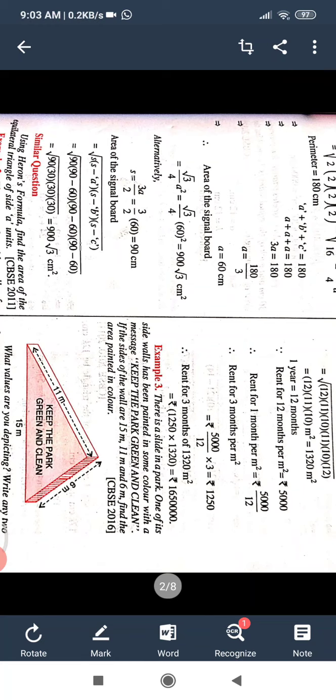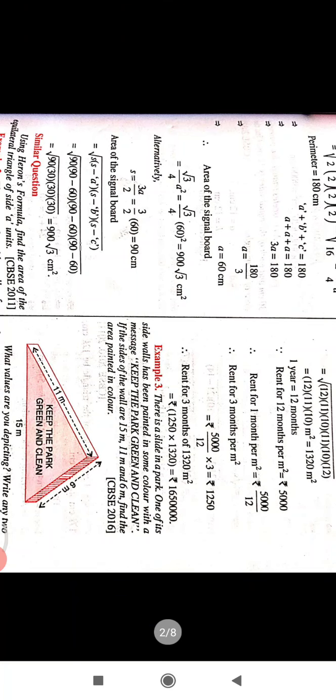Another method is also there. If you find s minus a, s minus b, s minus c, where s equals 90: 90 minus 60 is 30, 90 minus 60 is 30, 90 minus 60 is 30. So 30 times 30 times 30 and the 3, that is 900. So 900 root 3 centimeter square.